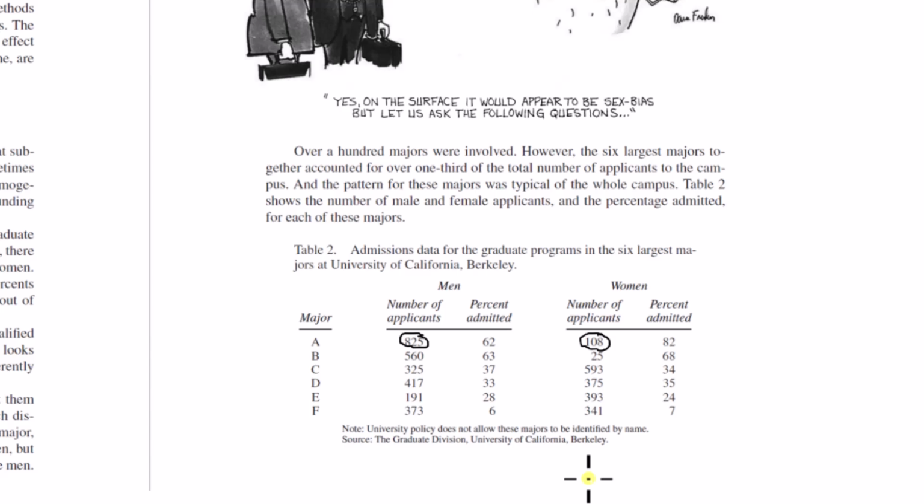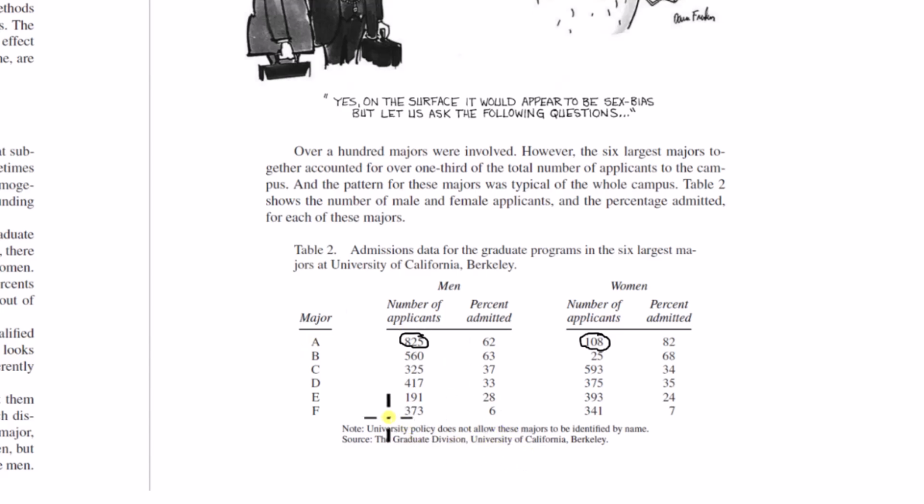So the conclusion was that it was more of a social issue. For some reason, women didn't want to apply to major A. They can't tell us the major. The university didn't allow it. But women, for some reason, aren't applying to major A. Now, that could be an issue. Maybe there's some sort of gender stereotype, but that has nothing to do with the university discriminating, right?